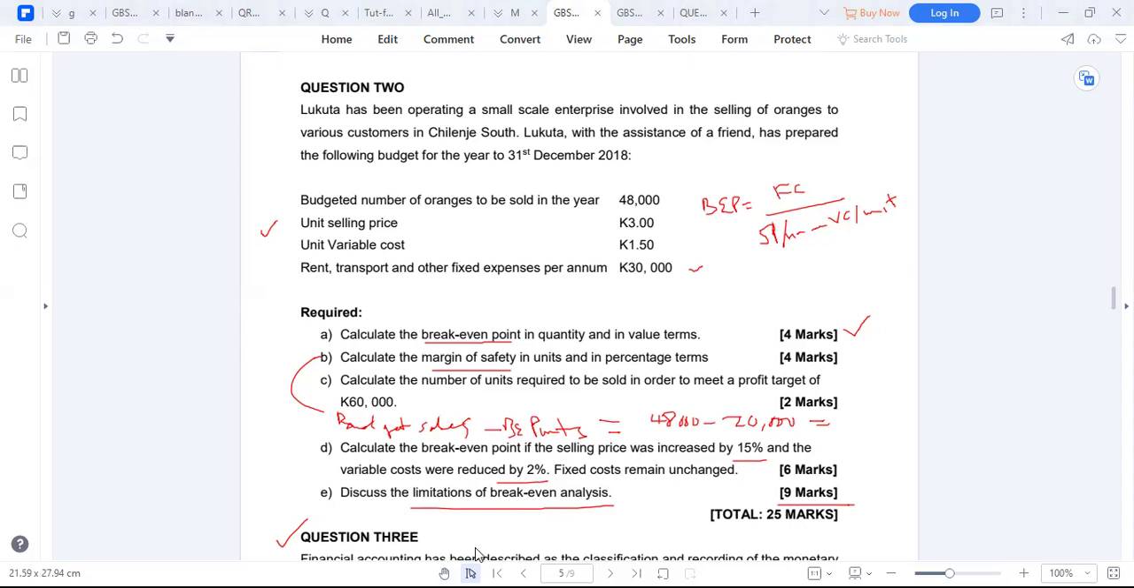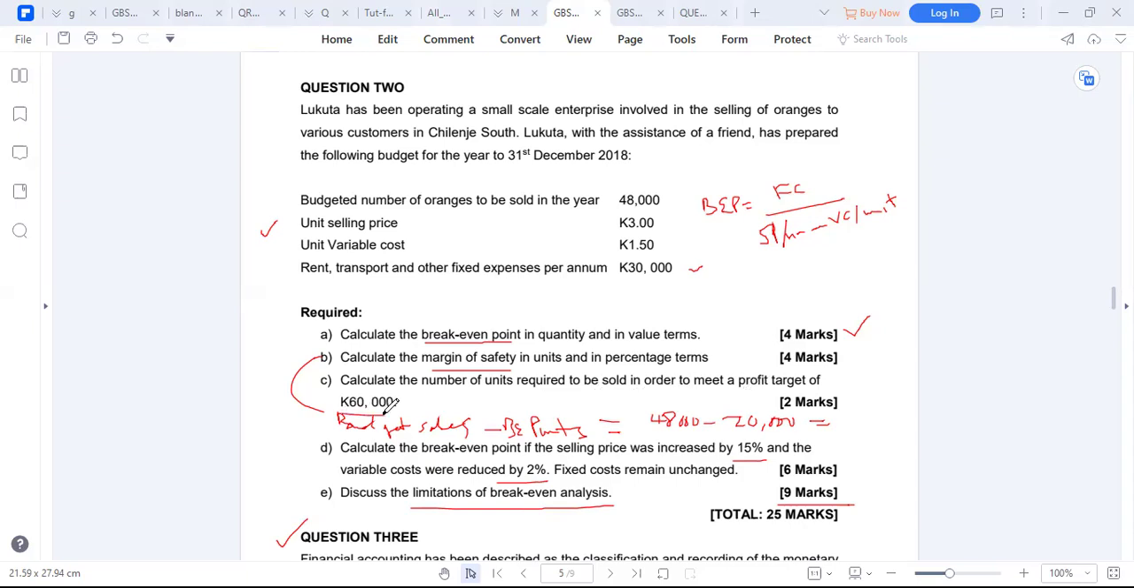Yes, Sue? Hand is up. Sorry to draw you back. Have we tackled question C? Oh, that's good. Question C. No, we haven't. Question C, actually, is to calculate the number of units required to be sold to meet a profit target of 60,000. Actually, it's one we need to do. So we need to calculate the number of units to be sold in order to meet a target profit of 60,000.